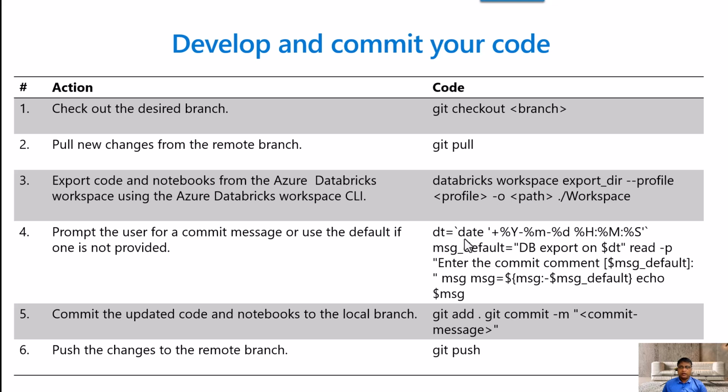Then you will create a commit message, and this is a commit message. You can change this commit message based on your requirement or your standards. Then you will add this updated code which you are developing today, the latest code, and commit it with a commit message.